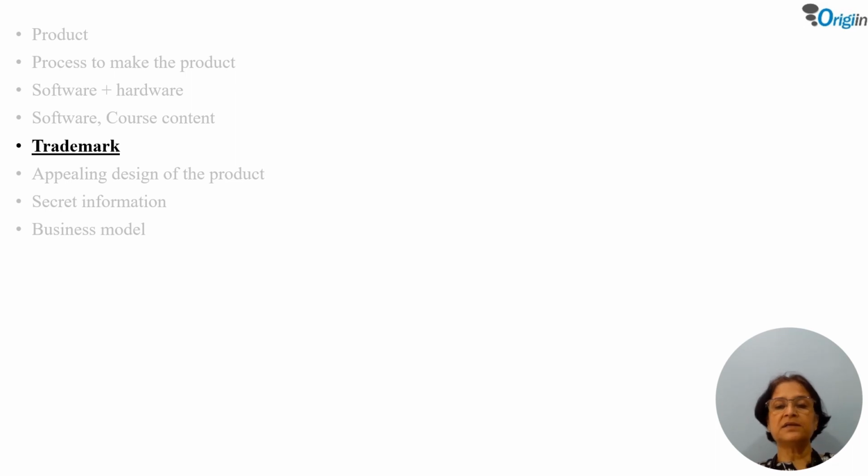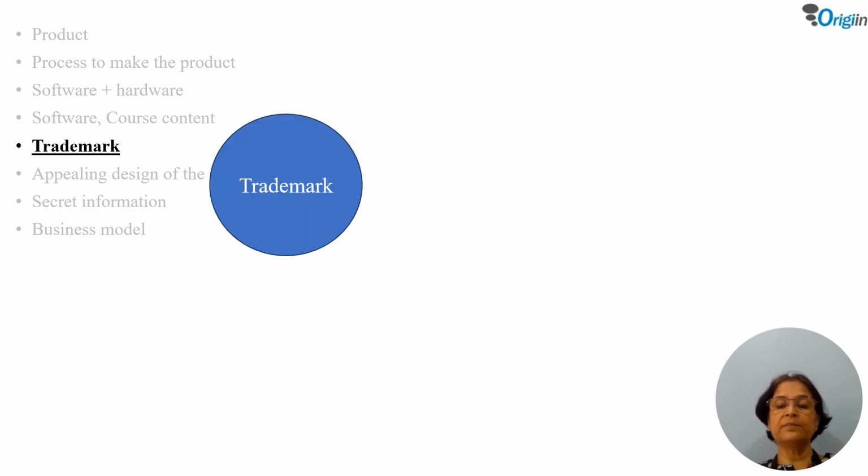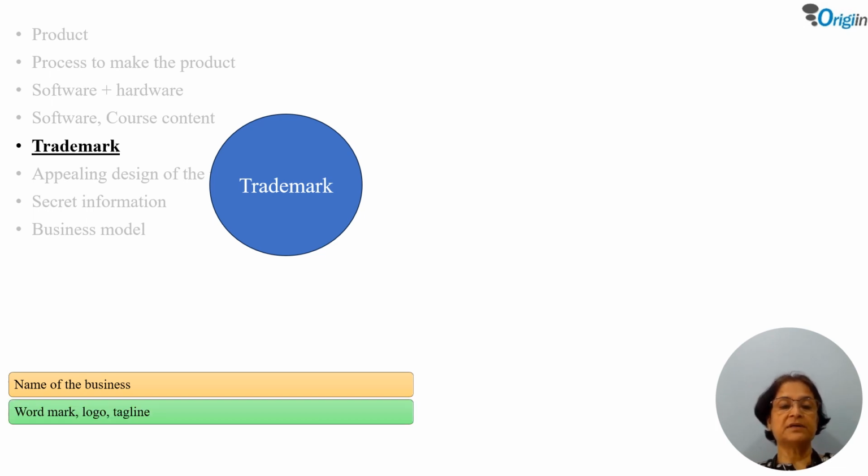Trademark is required to be registered for new product or the name of the company, or it may be for all the new upcoming products in the company or the services also. The name of a business is a trademark. It may be a word mark, logo, or tagline. All three of them should be registered as trademark.